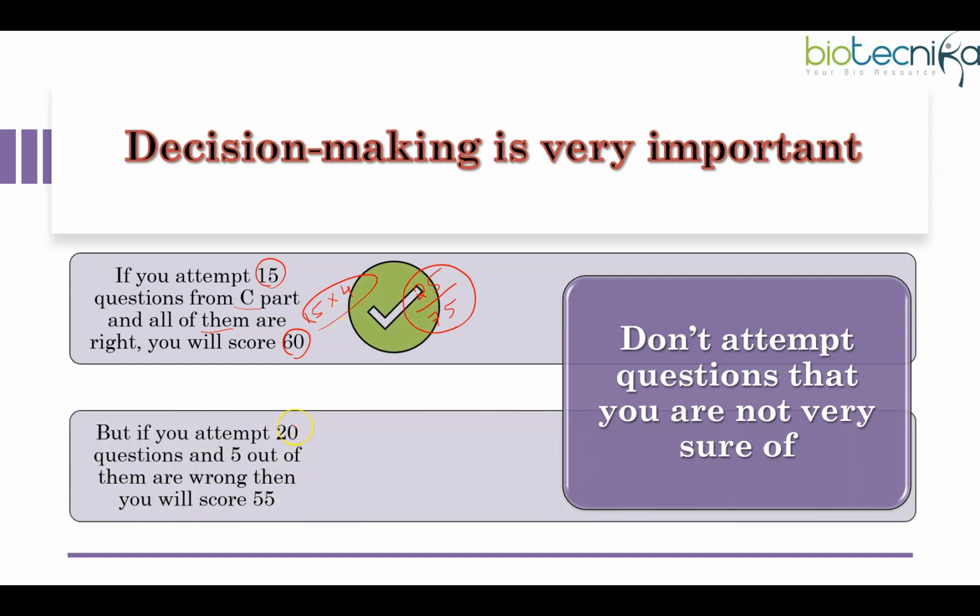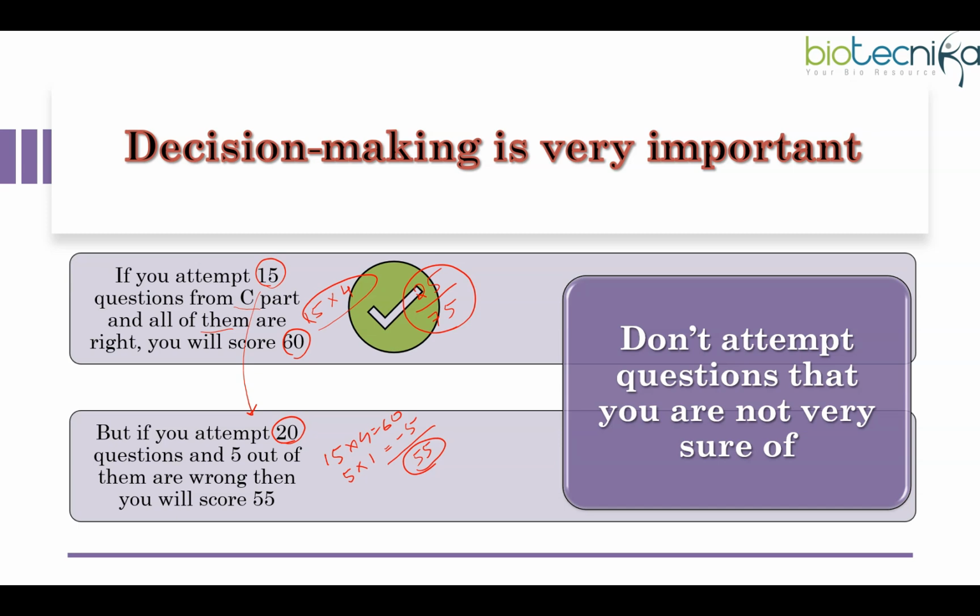But if you attempt 20 questions, 15 of which you answered correctly, but you also tried to answer the ones you were not so confident about, and you got them wrong, that means -5 will be deducted from here. Then your score comes to 55. You might think that if I answer more questions, I will have more chances of increasing my marks. Well, that applies to a certain extent.